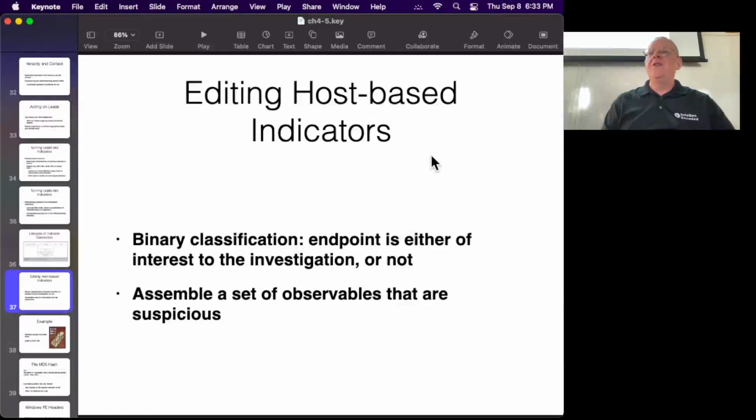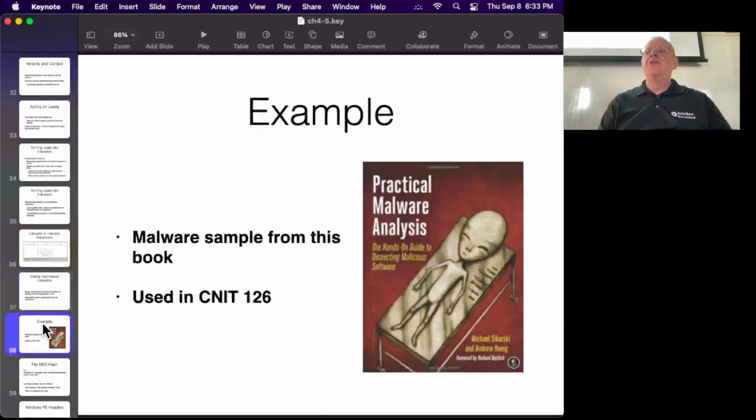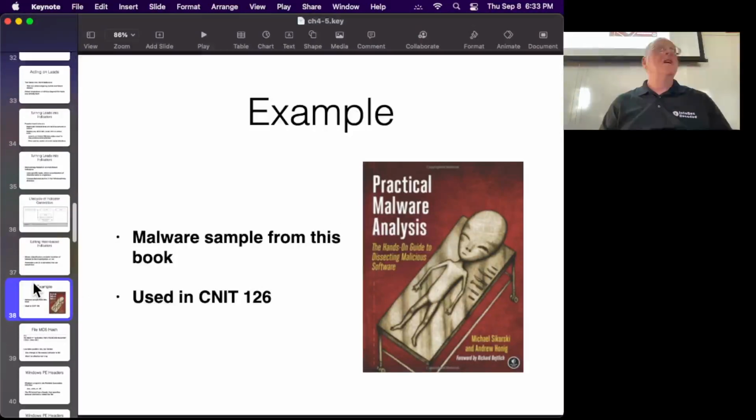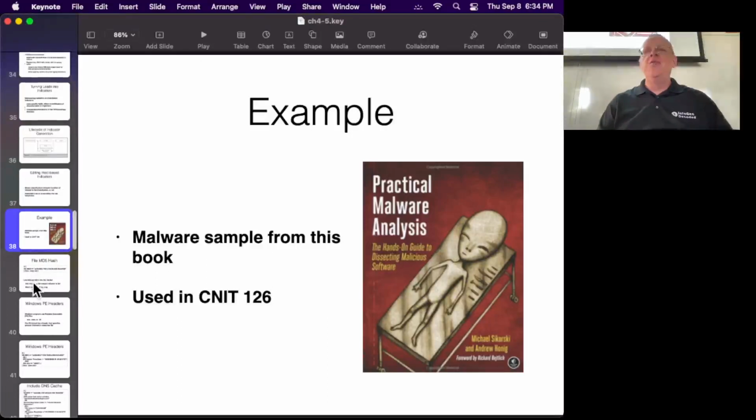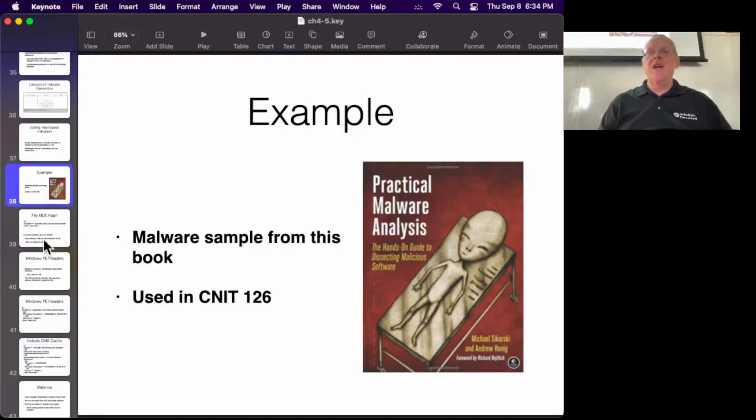So these are host-based indicators, and what you're trying to do is just, is it compromised or not? You want a yes or no answer. So you want to assemble some observables that will identify it. Here we're going to use a malware sample from this book, which is what we're using in CNET 126. This is the official Mandiant Incident Response class, and that's the official Mandiant Malware Analysis class, so the two books are related and working together.